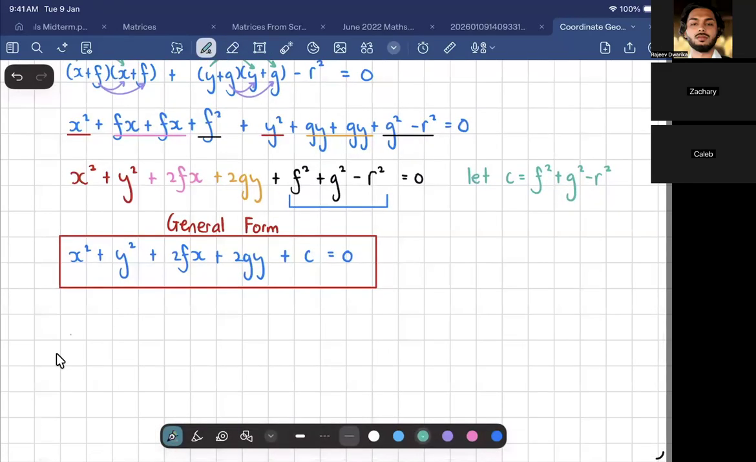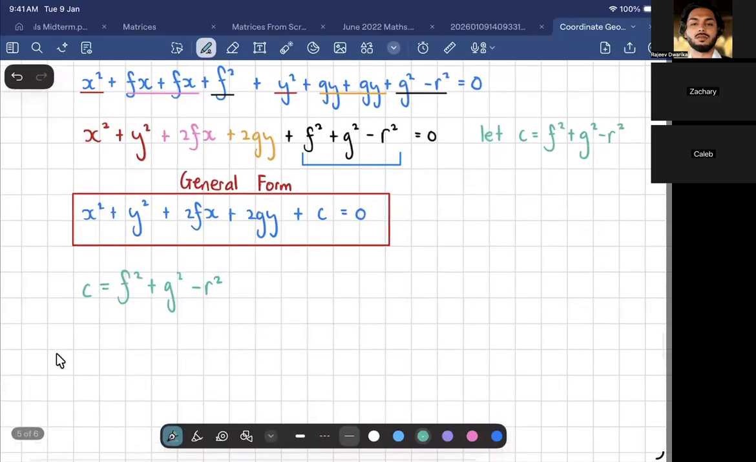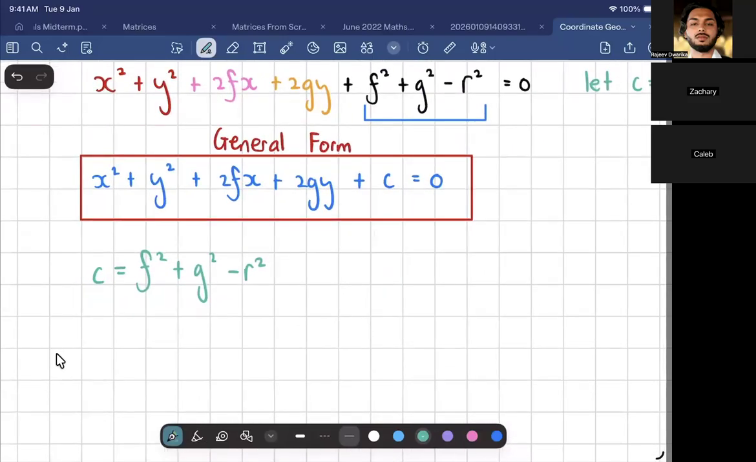So we had said that C was equal to f squared plus g squared minus r squared. That's what we had said. Now let's try to make R the subject of the formula. How do y'all want to do this? There are multiple ways you could do it, but what do y'all want to do?